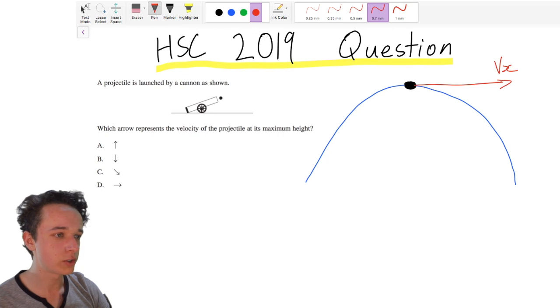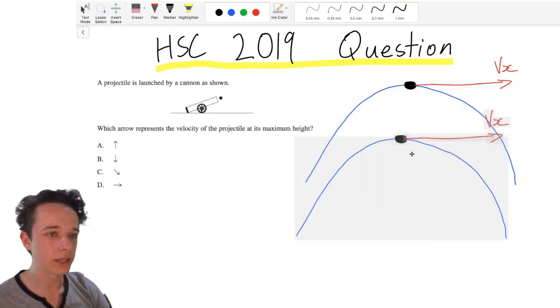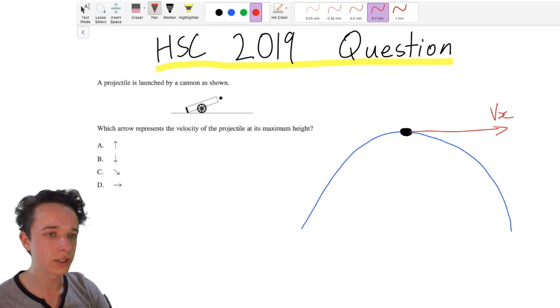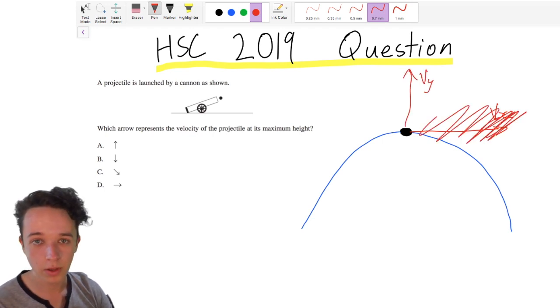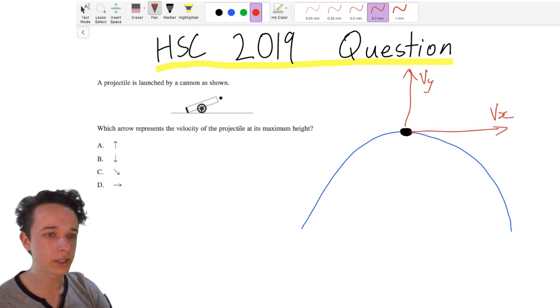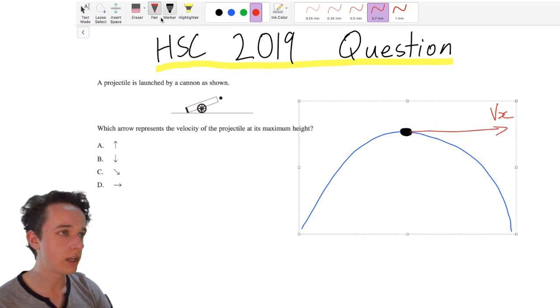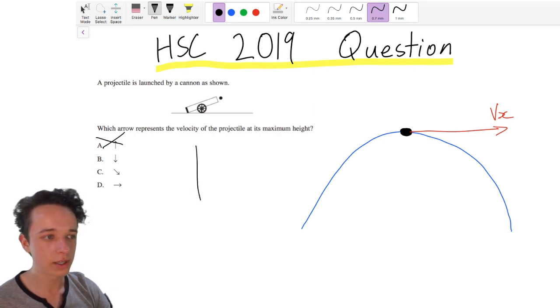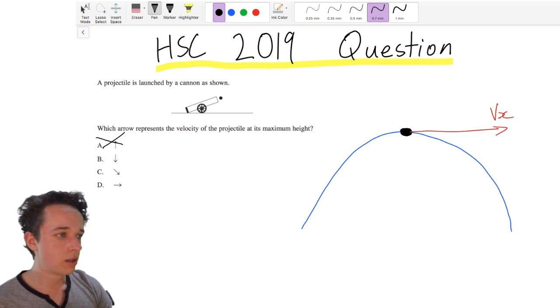Is it going to be an arrow straight up? Well, no, that would imply that there exists some positive velocity in the y component, and it would also imply that there was no velocity in the x component. So that's definitely wrong. So A is definitely wrong. B is an arrow straight down. That's also wrong because it would imply that there is some negative velocity in the y component at the maximum height point, and we know that's not true.